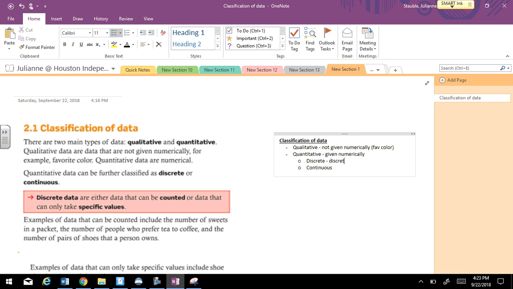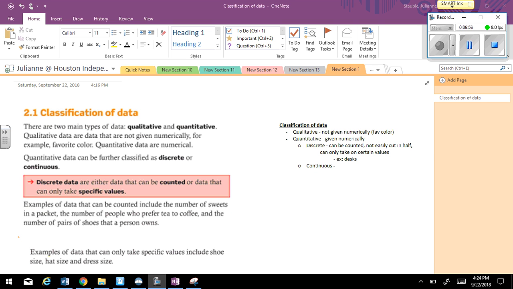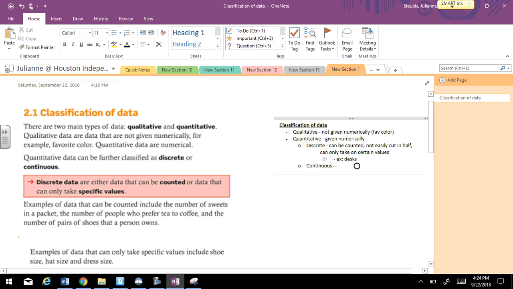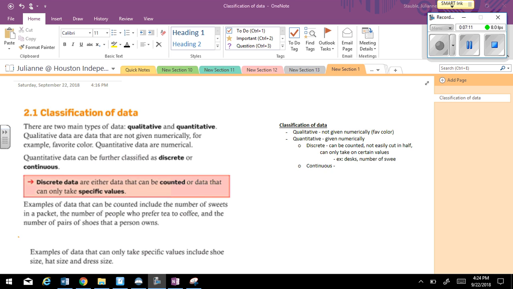Continuous. Okay, so that's it filled out a little bit more. And then for desks, you can also do like number of suites, people who prefer tea to coffee, and number of pairs of shoes that a person owns. So again, anything that can be counted.